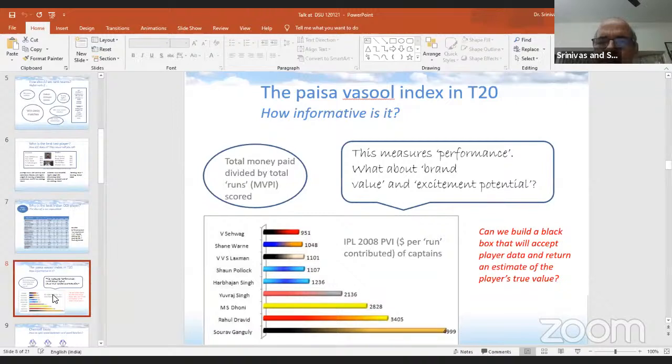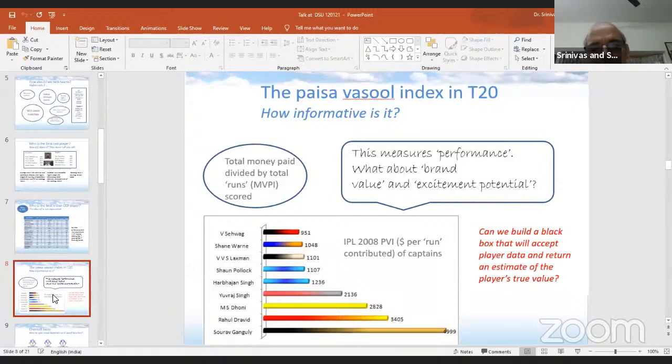That's what the franchise owner pays him. What can he give back? It's very easy to think of an index saying that for every rupee that I paid you, in the sense of currency. So I've defined to you what is MVPI, the most valuable player index, which is actually run equivalent. So let me have in the numerator, for the IPL season, the amount of rupees that I gave Virat Kohli. In the denominator, let me have his MVPI for the entire IPL.